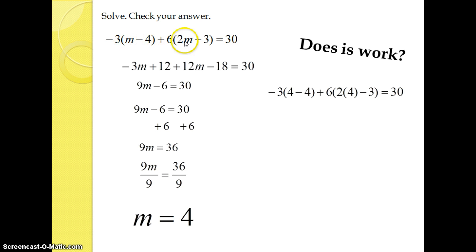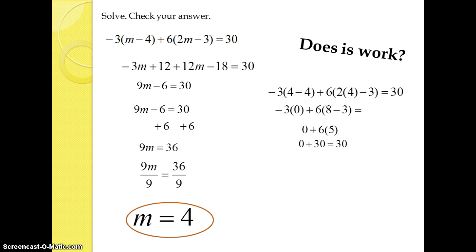I'm going to replace both m's in the problem with a 4. 4 minus 4 is 0. 2 times 4 is 8. Negative 3 times 0 is 0. 8 minus 3 is 5. 6 times 5 is 30. 0 plus 30 equals 30. Whenever I'm checking my work, all I'm doing is performing the order of operations in the correct order. Since 30 is what we were aiming to get, it does equal 30. M equals 4 is the correct answer.